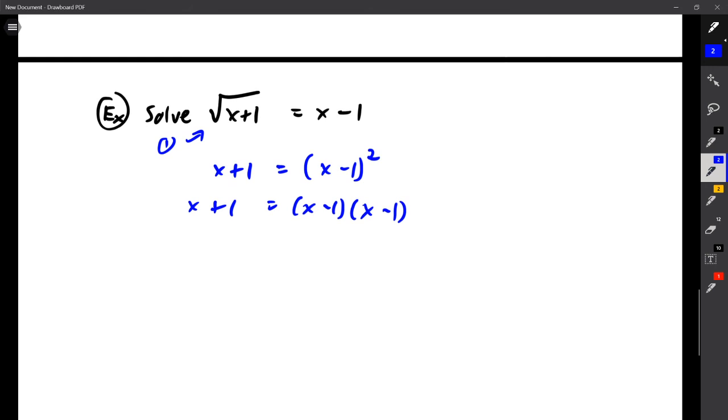Okay. Now we can FOIL that. X times x, that's x squared. X times negative 1 is minus x. Negative 1 times x is minus another x. Negative 1 times negative 1 is plus 1.